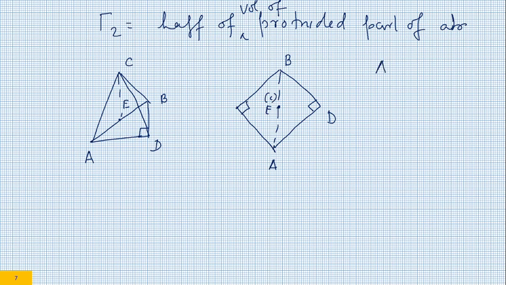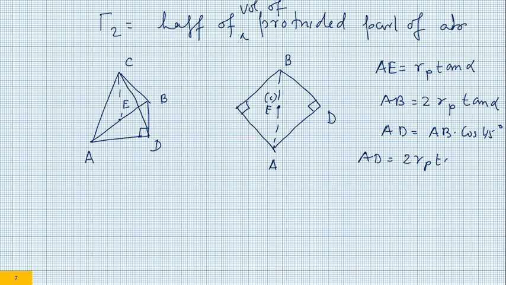Already we have calculated AE. AE is RP tan alpha. So AB is 2 RP tan alpha. What is AD? AD is AB into cos 45°. So AD is equal to 2 RP tan alpha by 1 upon root 2. So it is root 2 RP tan alpha.